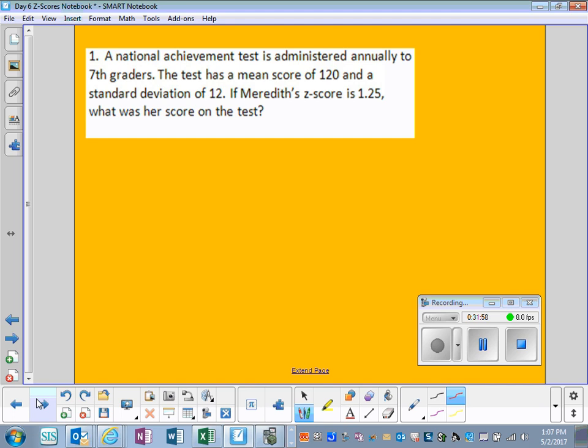National Achievement Test is administered annually to 7th graders. The test has a mean score of 120, standard deviation 12. If Mary's z-score is 1.25, what was her score on the test?